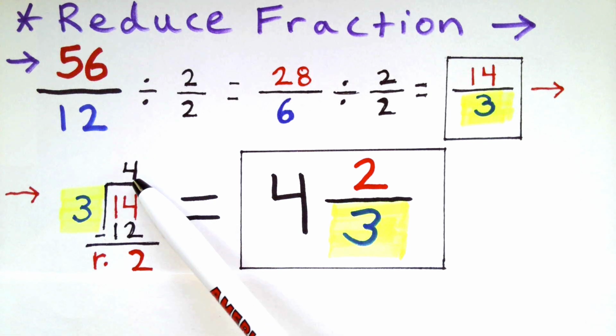Remember, the number above the divisor bar is our whole number, 4. Our remainder is our new numerator, or the top part of the fraction. And the denominator of 3 stays the same denominator. The answer is 4 2/3, just as discussed in the first part of this video. Hey, math is easy. Take it step by step.